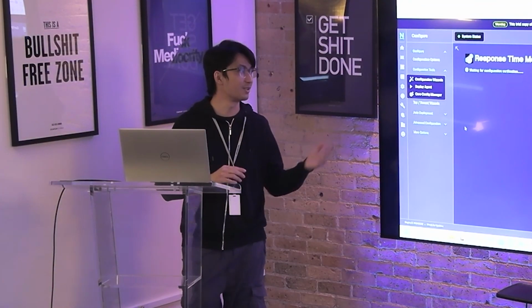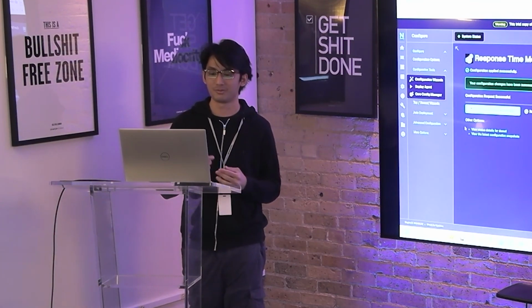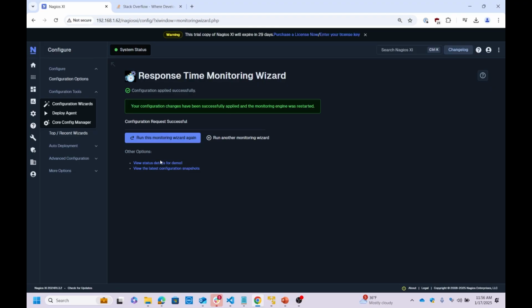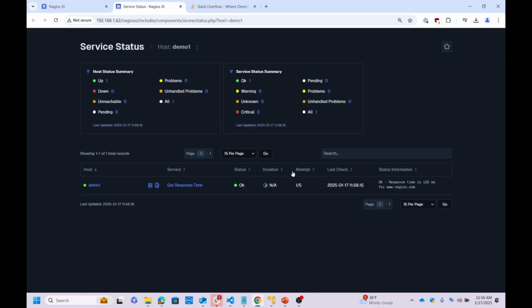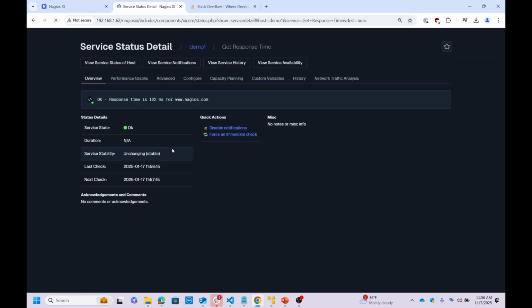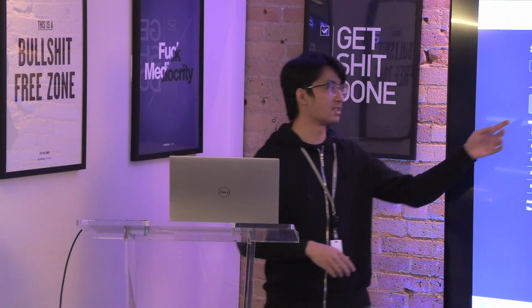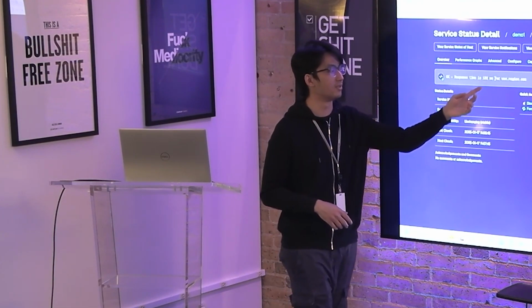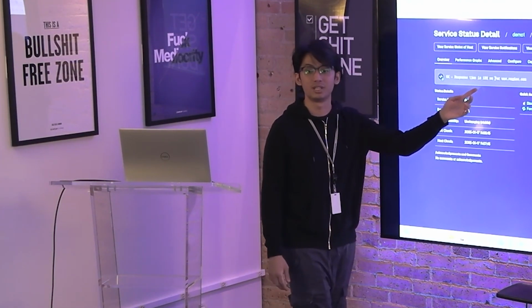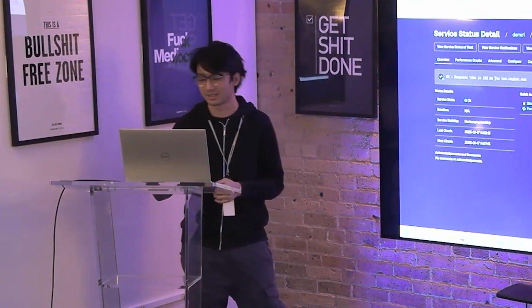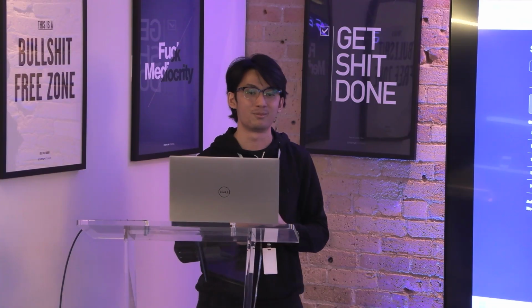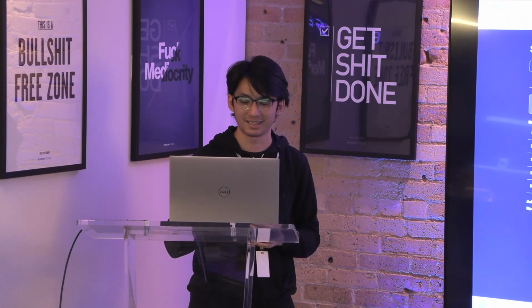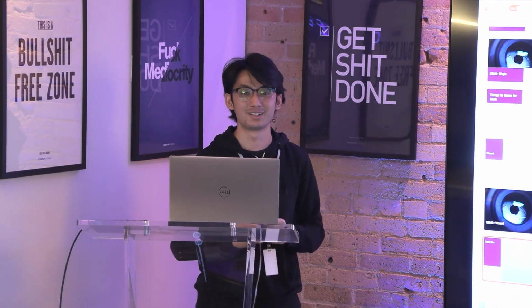As you can see, it's going to take a little while to verify if it works or not, and then you can check the status to see if it works by clicking here. As you can see, it outputs what I intended, giving you the response time in milliseconds. So that was my demo for creating a plugin in a wizard. I hope it's good. Thank you so much.